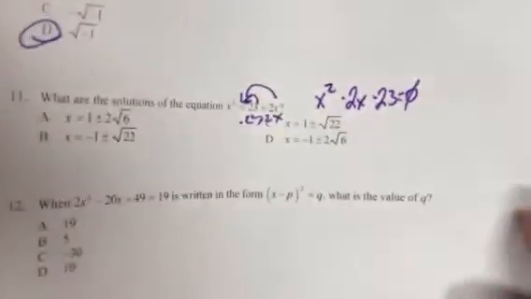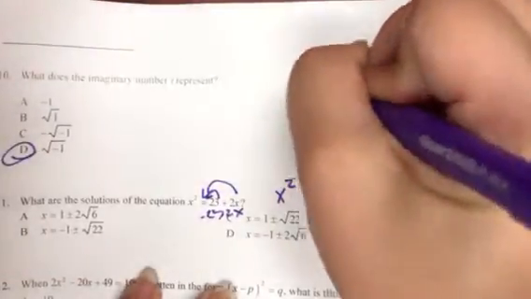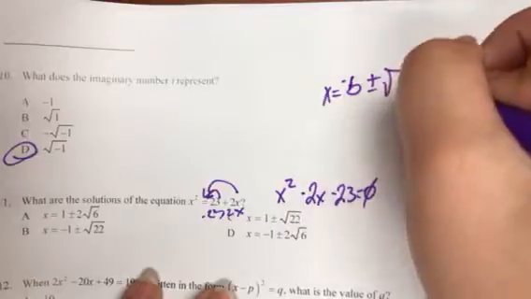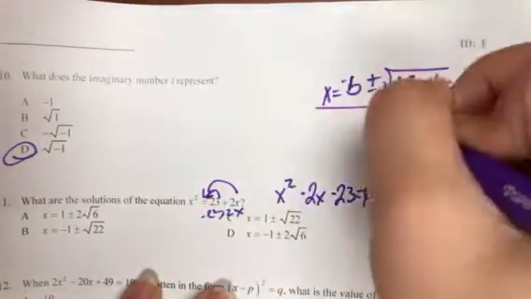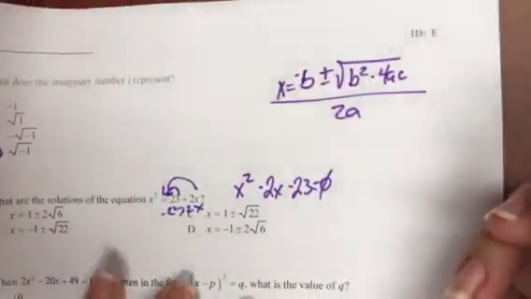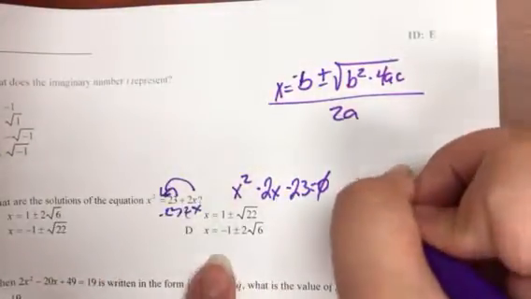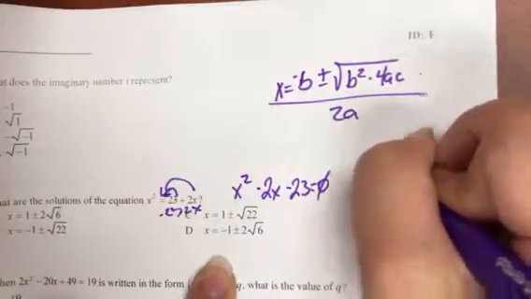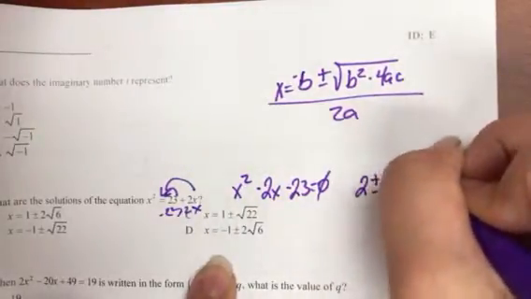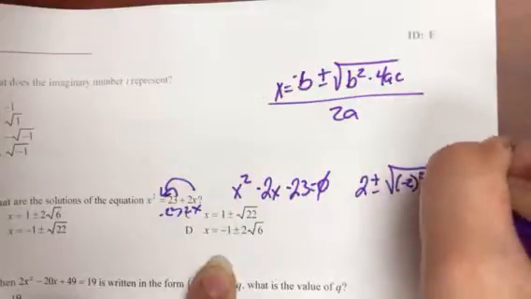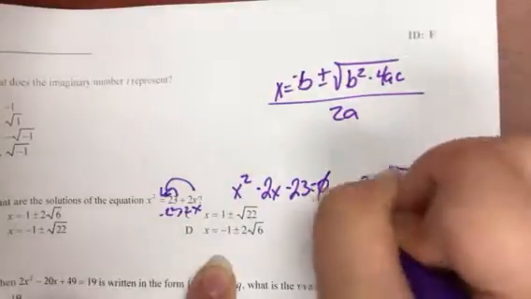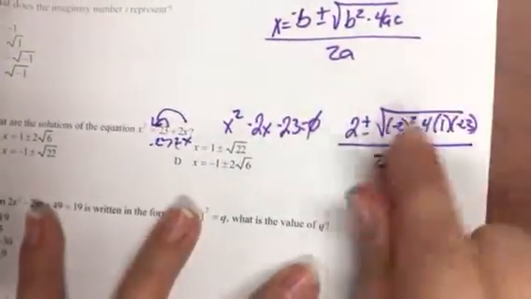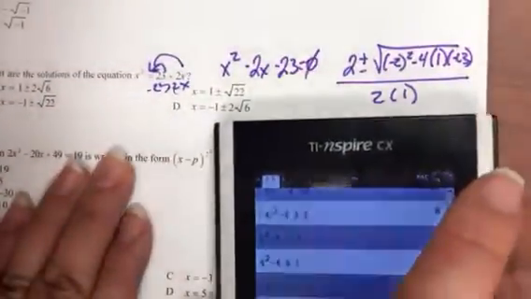And then I'm going to use my quadratic equation. Negative b plus or minus the square root of b squared minus 4ac all over 2a. So in this case, my b is a -2. So negative of a -2 is a +2 plus or minus -2 squared minus 4 times 1 times -23 all over 2 times 1. I can plug that into my calculator.